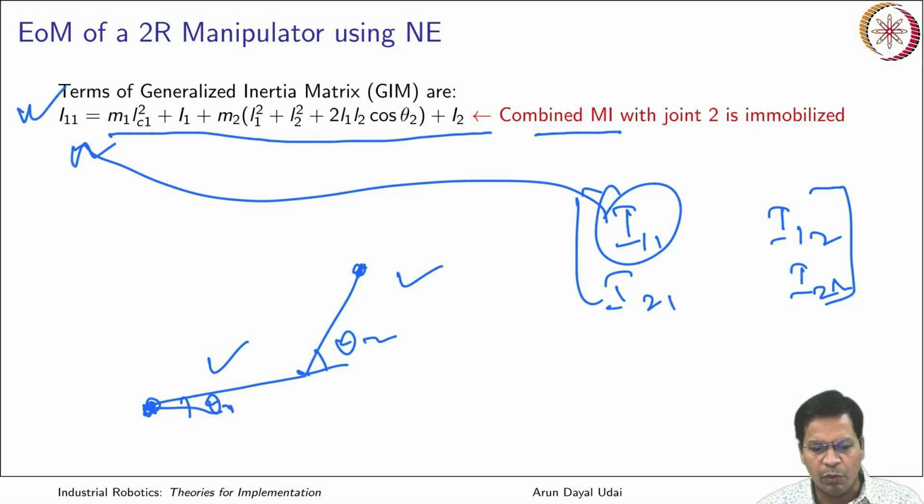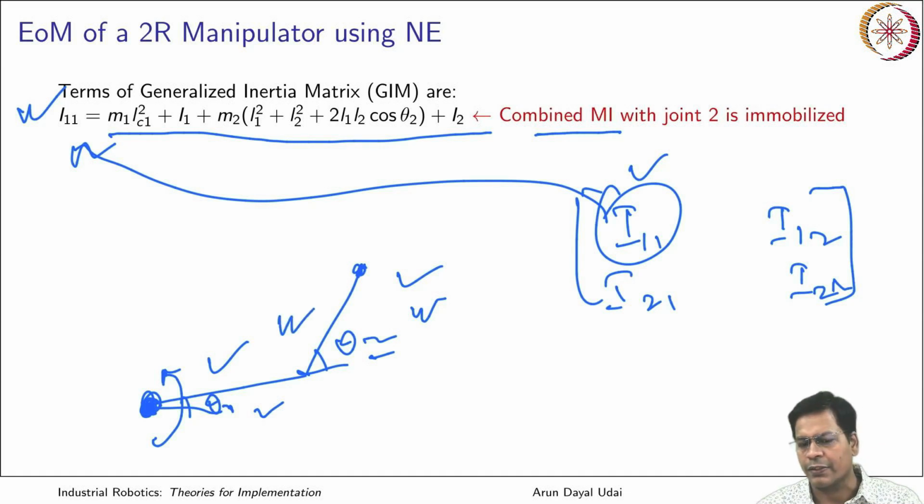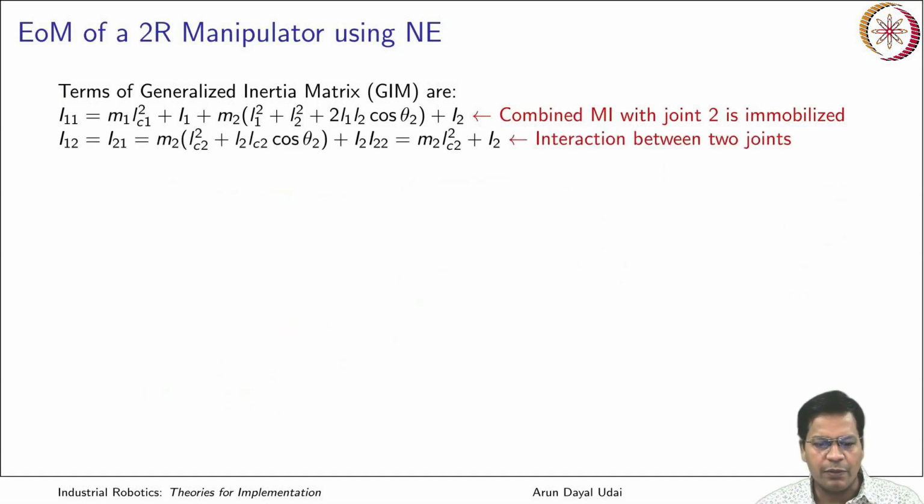That is what this is. With joint 2 immobilized at an angle theta 2, and this is theta 1, for any particular angle this becomes your moment of inertia about this. Because you want to find the torque at this joint, this term exactly tells you the combined moment of inertia when the robot is like this. Got it? Next term is I12.